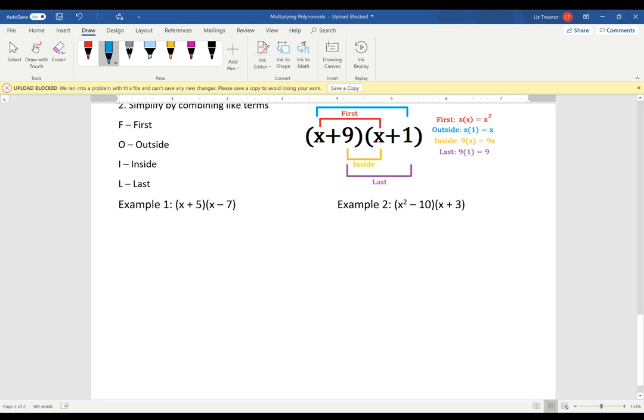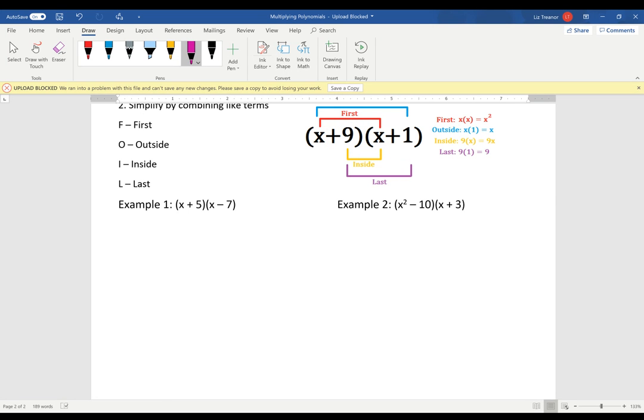The third step is the inside. So now we're going to look at the terms that are on the inside of both binomials. This is shown in yellow here. They're basically touching each other right next to the parentheses. In this case, that's 9 and x.